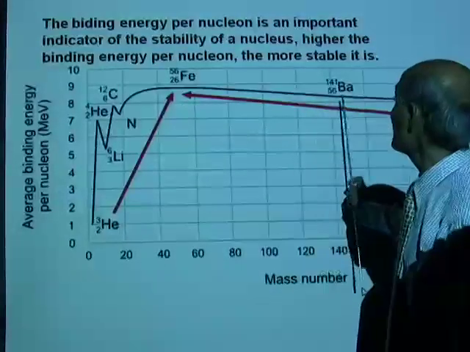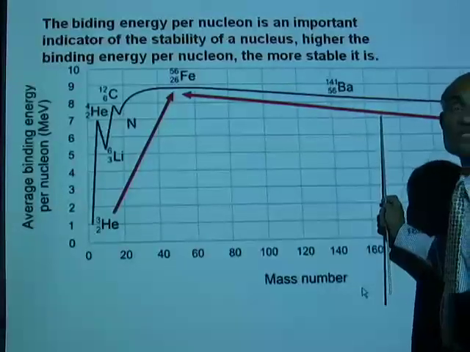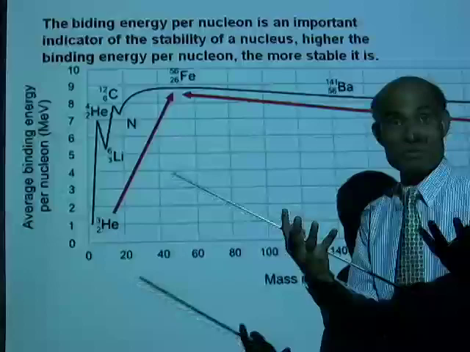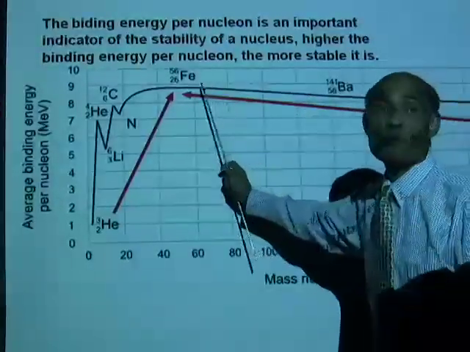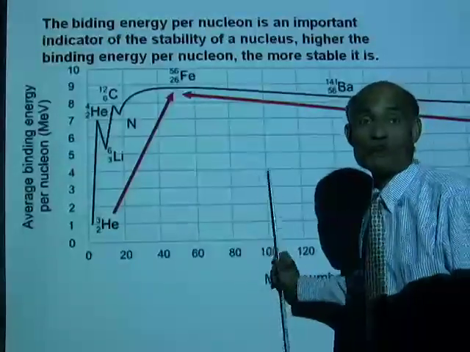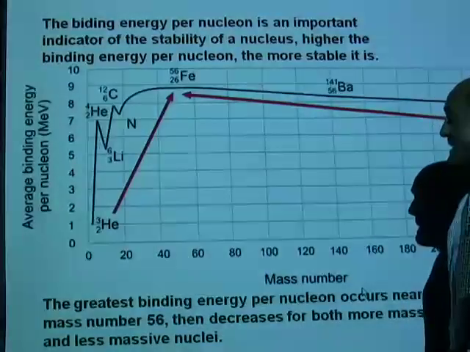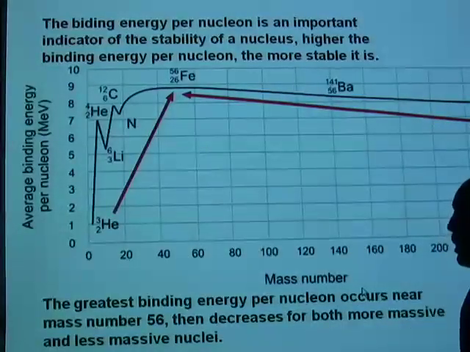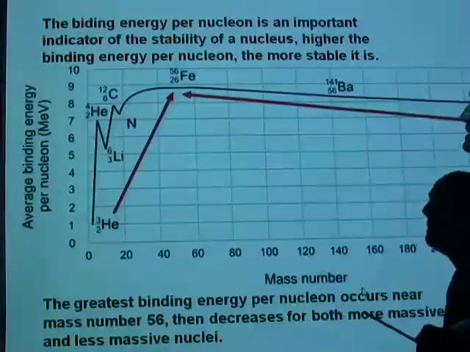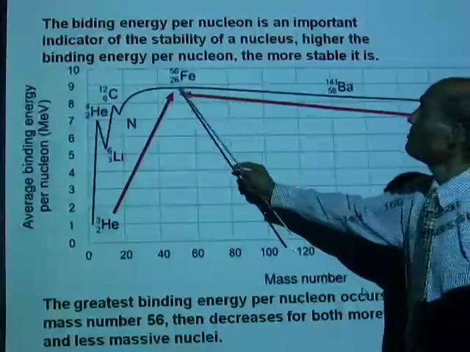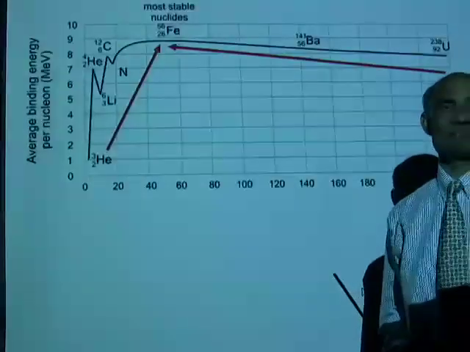So, what happens if an element over here, a very heavy element, splits into two pieces? Sometimes they do that in order to achieve stability. When they do that, the product may be more stable because the products may be more in this region. So, the greatest binding energy per nucleon occurs near the mass number 56, which is that of iron, and decreases both for elements to the left and to the right of that nucleus.